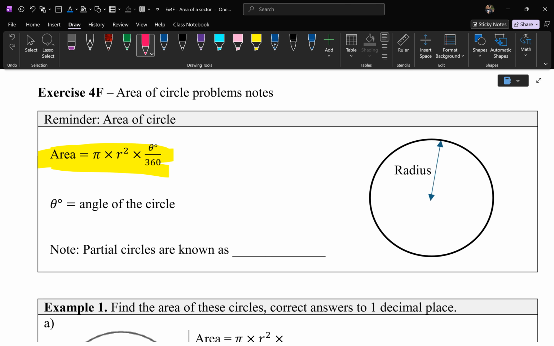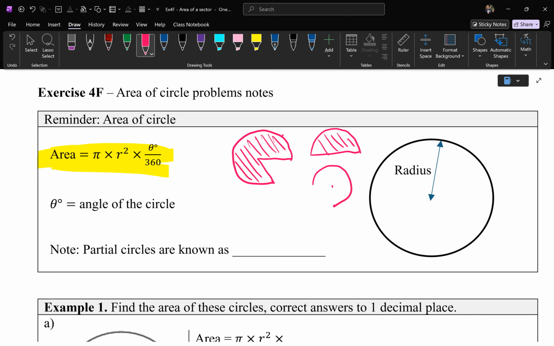Theta is the angle of a circle or the rotation. Now there is a proper name for partial circles. What is a partial circle? It's something like, I don't actually finish the circle. That's a partial circle. Okay? So even Pac-Man, you can even do this. That's a partial circle. You can even do a quarter of a circle. Well, let me do it again. Like this. This is all called a partial circle. But a proper name for it is called sector.